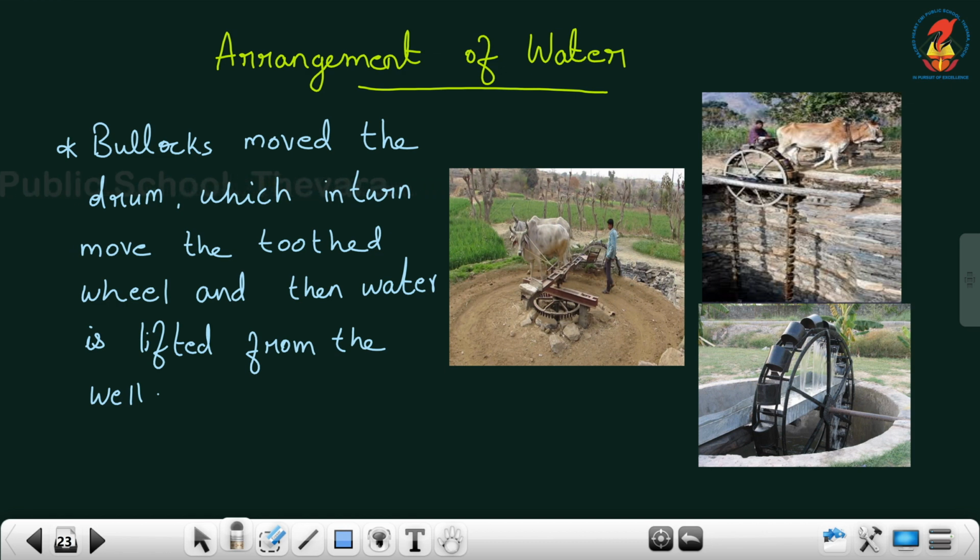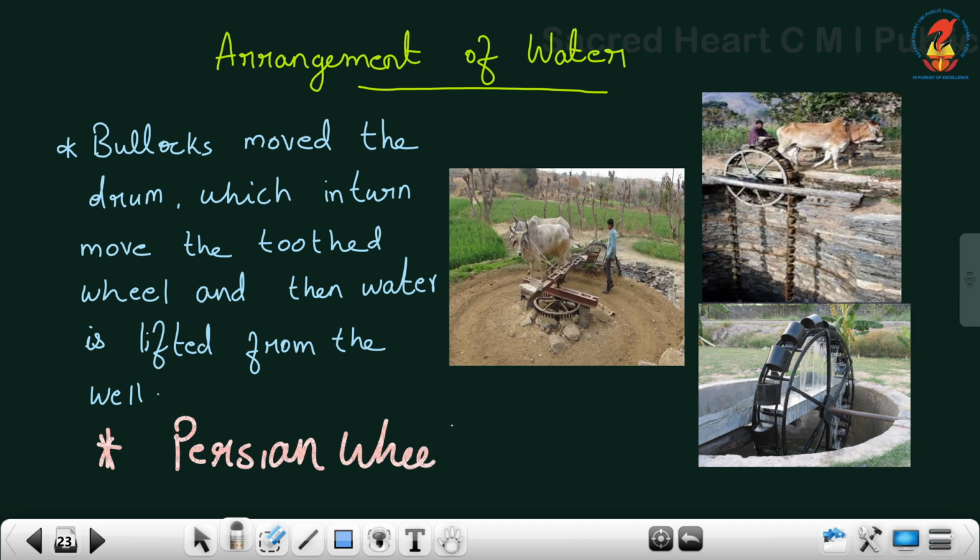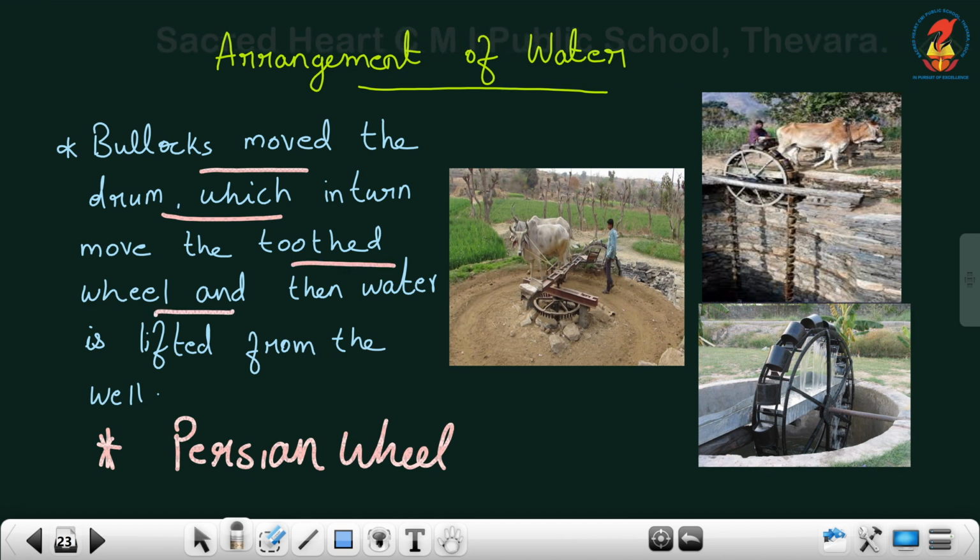Arrangement of water, how they were getting the water: this was mainly through the bullocks. They mainly depended upon the wells. Now how was the water taken out from the well? For that they were using bullock carts and also the Persian wheel. The bullocks moved the drum, which in turn moved the toothed wheel, and then water is lifted from the well.